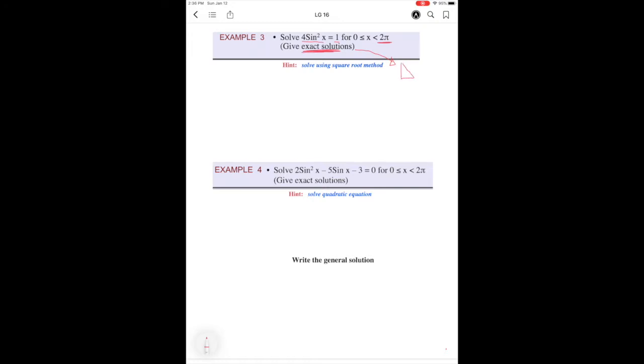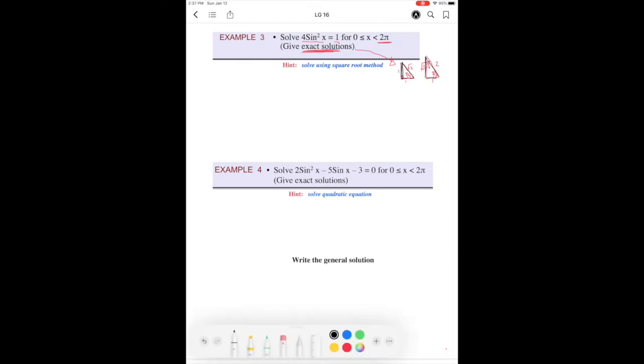As soon as you see exact solutions, please draw your exact triangles or your special triangles. So we have 1, root 2, that's the pi over 4, and the pi over 6, and the pi over 3 is this guy. Always keep that in the back of your mind because you're always going to be using these.